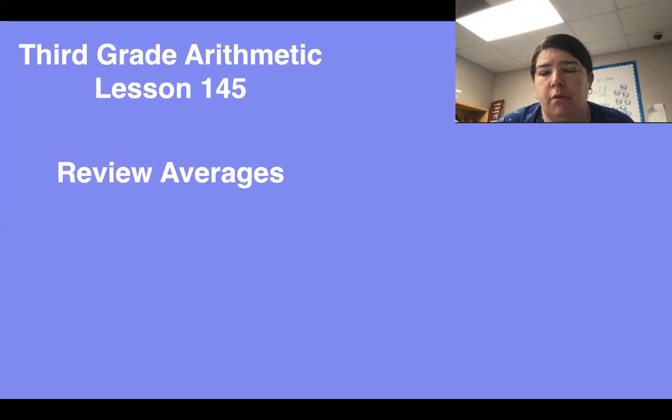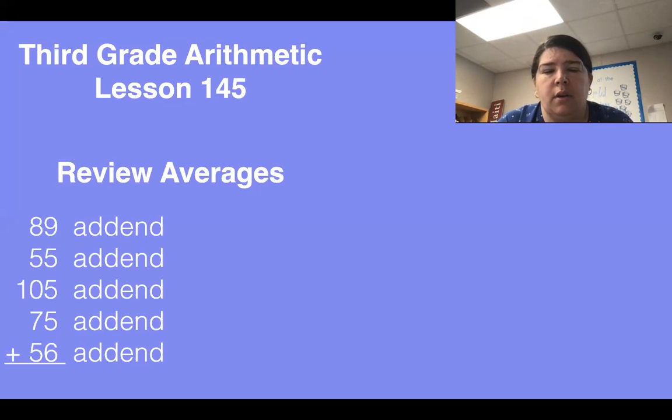Today we're going to start by reviewing averages. Do you remember? When we average numbers, we add all the addends and we divide by the number of addends. We're trying to find the middle number. So let's see. If we have a list like this, 89, 55, 105, 75, and 56, we're going to add them up. Let's see if you can do that.